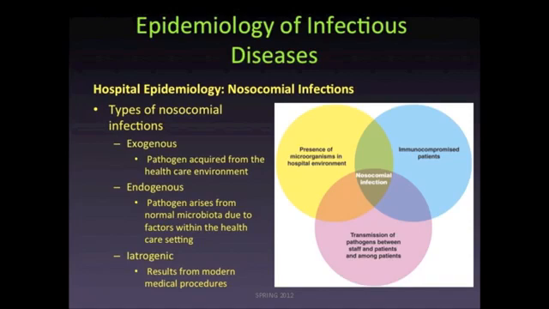There are three types of nosocomial infections that may develop. Those known as exogenous infections are those that are caused by pathogens acquired from the healthcare environment. Endogenous infections are those caused by the normal microbiota due to factors within the healthcare setting. Finally, iatrogenic nosocomial infections result from modern healthcare practices, such as needles and catheters.